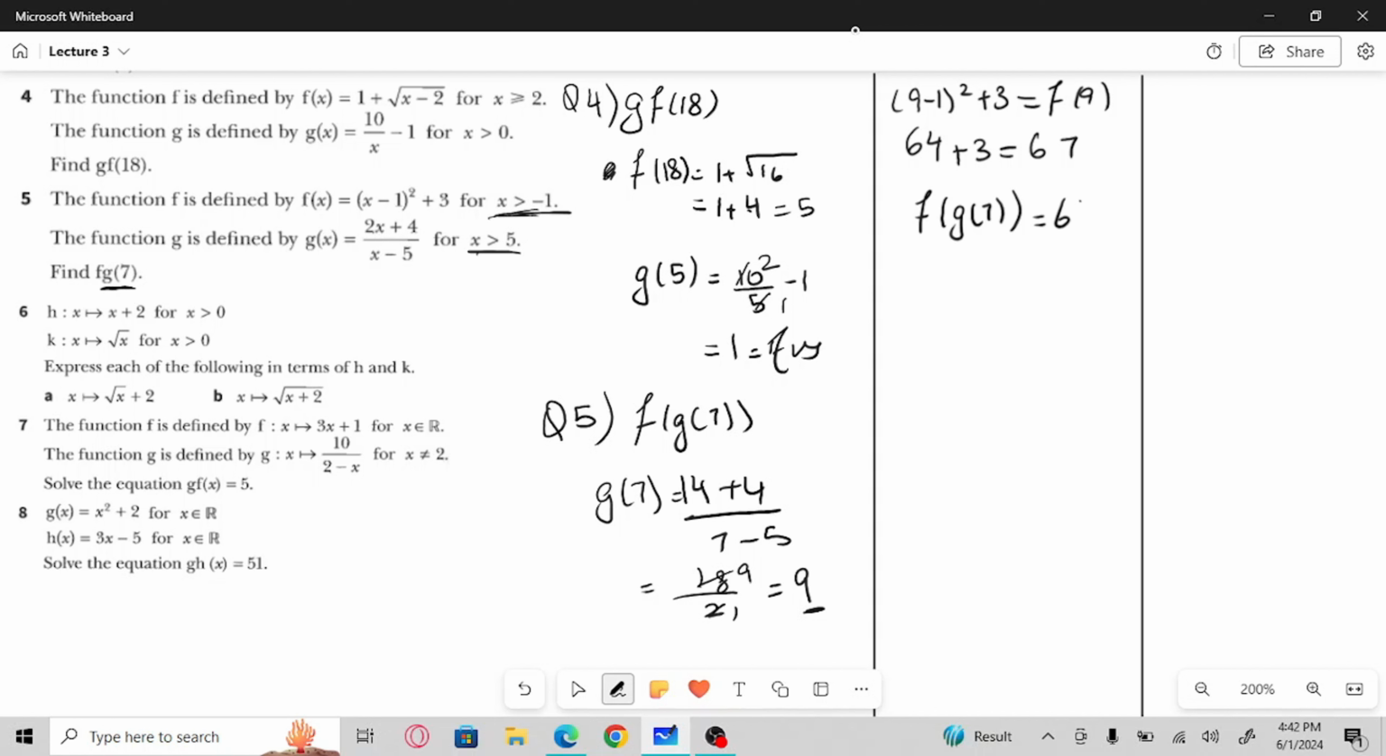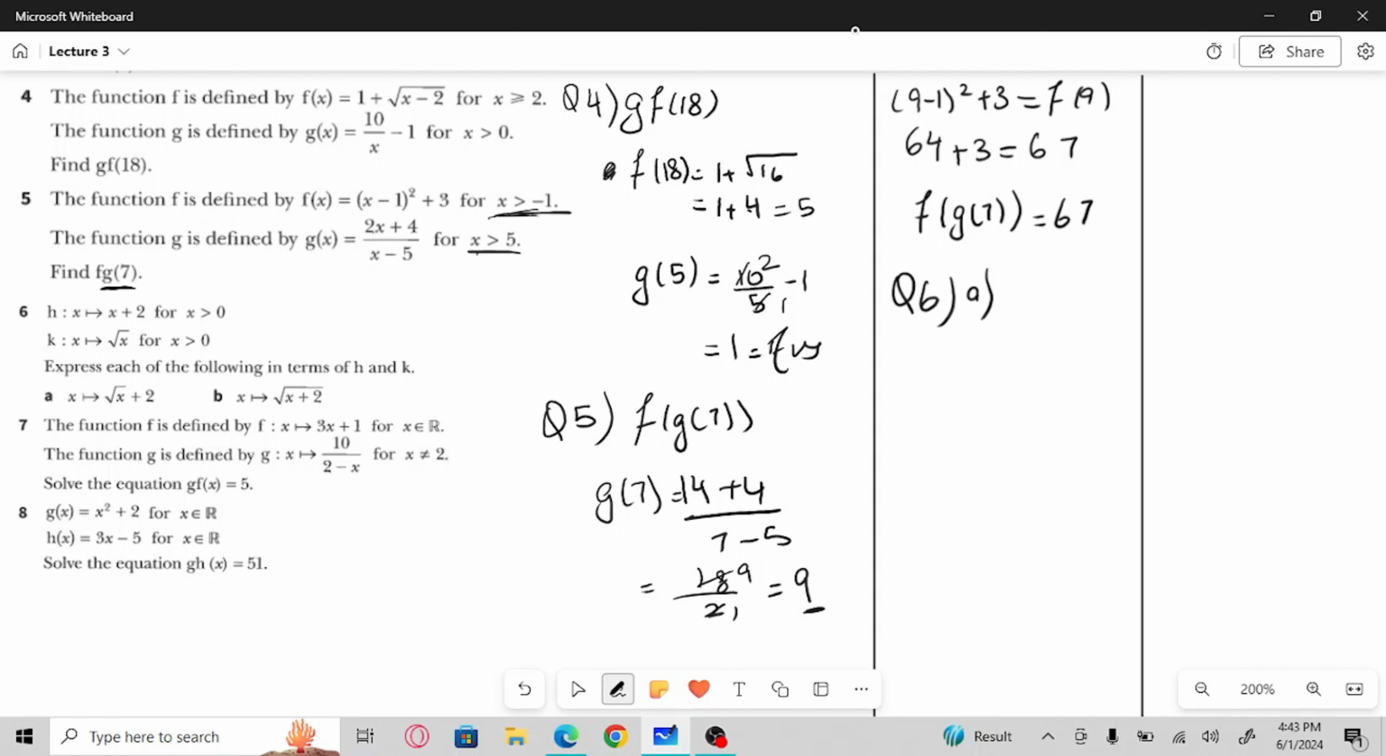is equal to 67. On to question number 6, which asks us h(x) equals x plus 2, k(x) is equal to under root x. Now that's a different kind of question. This is more of a mental solution, and these types of questions should be practiced regularly, to enhance your mental capability of solving these. Otherwise, they will look really, really hard.